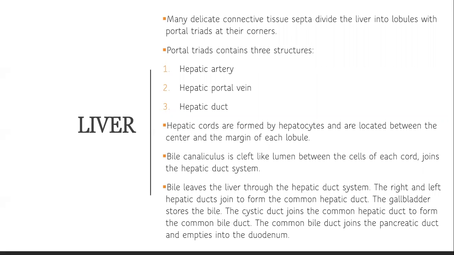There are many delicate connective tissue septa that divide the liver into lobules with portal triads at their corners. The portal triads contain three structures: the hepatic artery, the hepatic portal vein, and the hepatic duct.